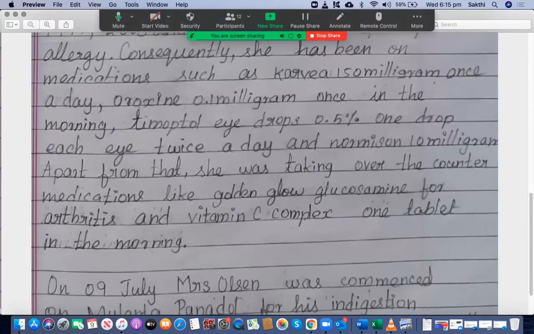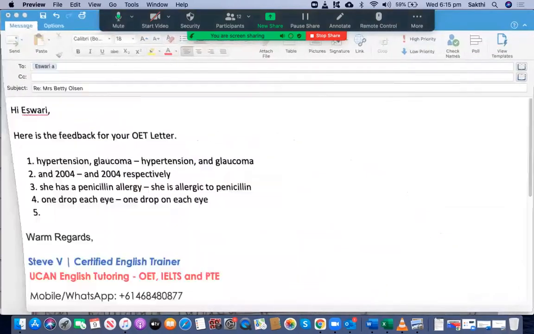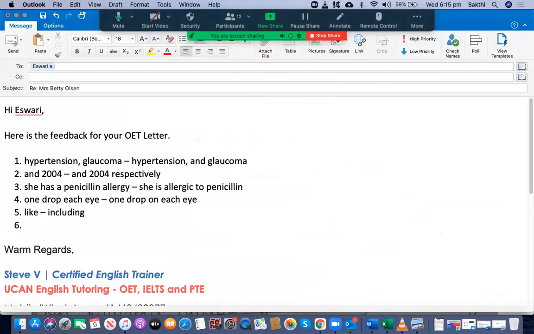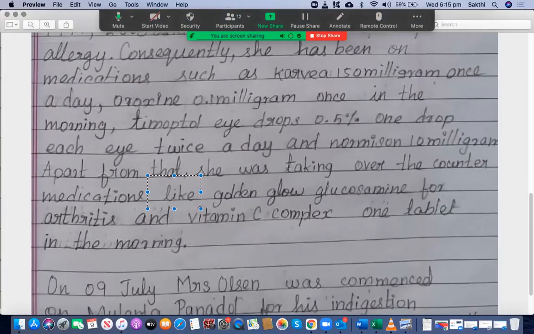Apart from that, she was taking over-the-counter medications like... it's better not to use "like." You can use "including," or "which include." Because "like" is less formal, it is more informal actually. So you could have mentioned "including." Including medications, including Golden Glow, glucosamine for arthritis, and vitamin C complex, one tablet in the morning.